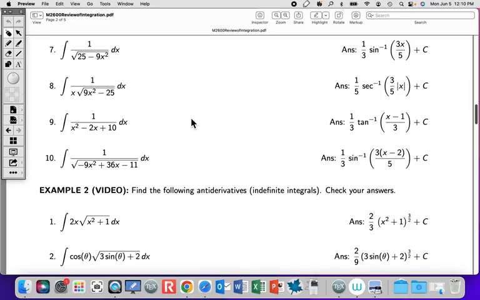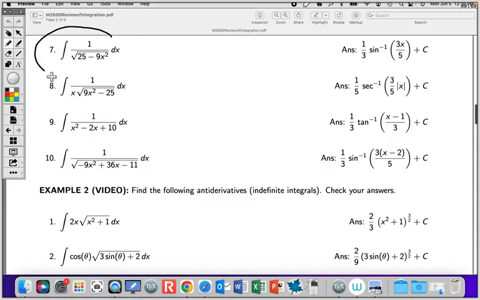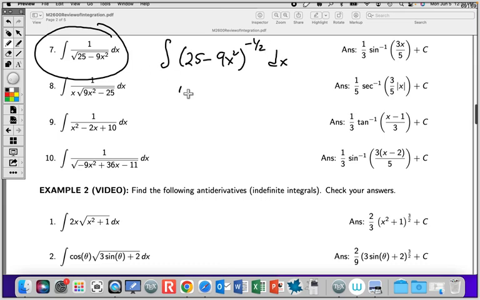So there's that. Folks, let's take a look at number 7 here. We're asked to integrate 1 over the square root of 25 minus 9x squared. Now, one thing you might do to get started is you might think, okay, well, let's convert this to a power. Maybe 25 minus 9x squared to the minus 1/2 dx. Maybe you want to try a u substitution with that. Doesn't seem to get you anywhere.